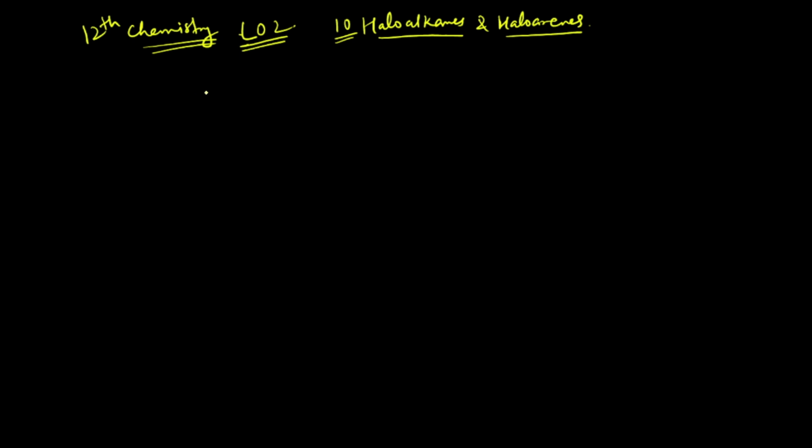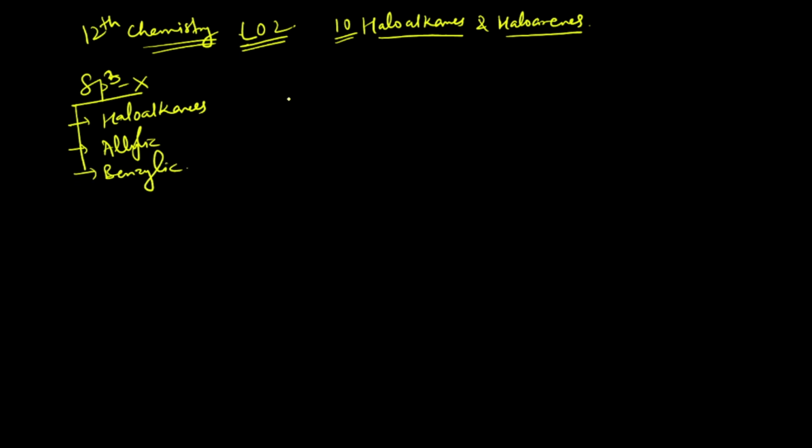We have completed till benzylic halides. Hope you have revised all those things. Next will be your vinylic. The classification we have done: sp3 carbon attached with halogen. That is haloalkane, then your allylic, and then your benzylic. These three we have completed.